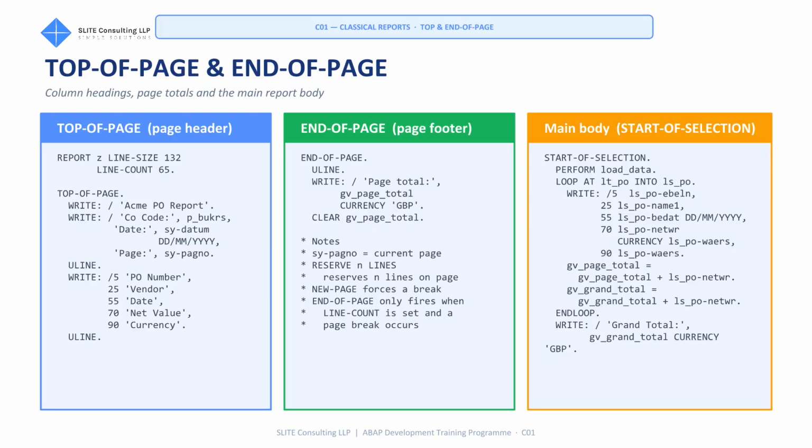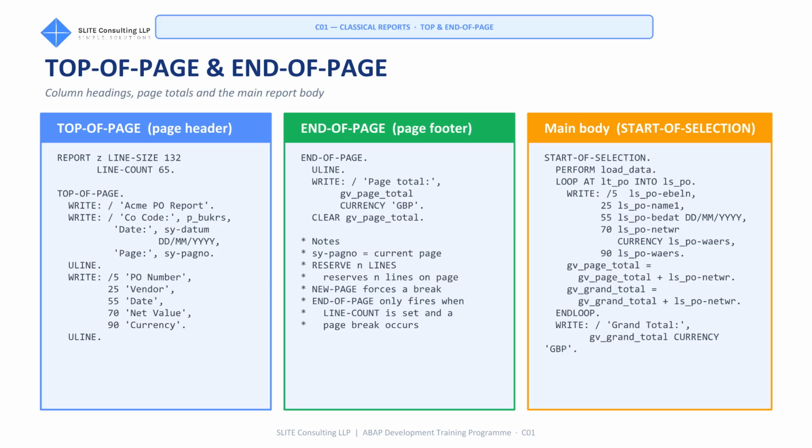Classical reports support automatic page events. TOP-OF-PAGE fires at the very start of every new page. Write your report title, run date, page number, and column headings here. Every time ABAP needs a new page, either because the line count is reached or because you called NEW-PAGE, TOP-OF-PAGE fires automatically.